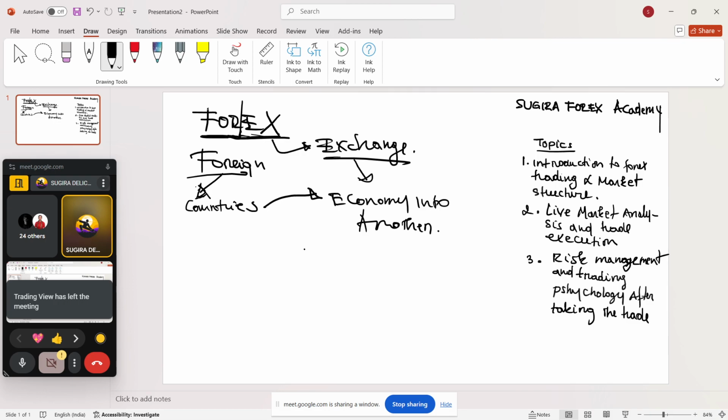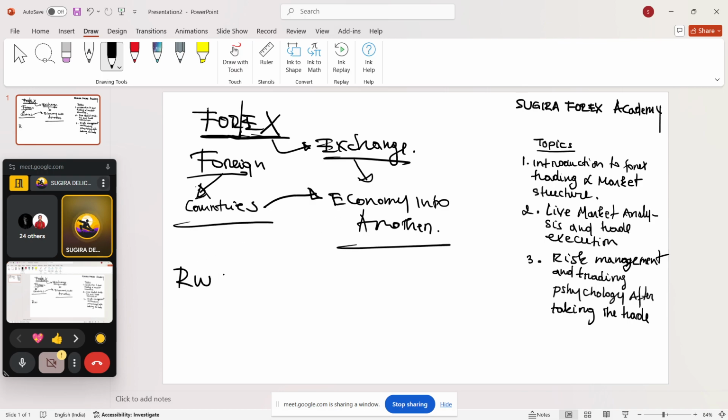Get my point? The forex market is where traders, either retail traders or different institutions, come with the purpose of taking advantage of one country's economy against another country's economy. There is no way one country's economy will be on the same value as another's. If we have Rwandan francs and USD, there is no way Rwandan francs will have the same value as USD.